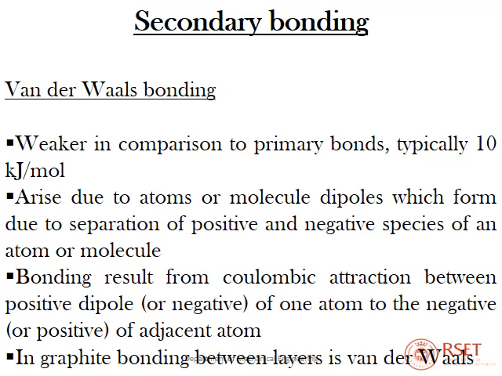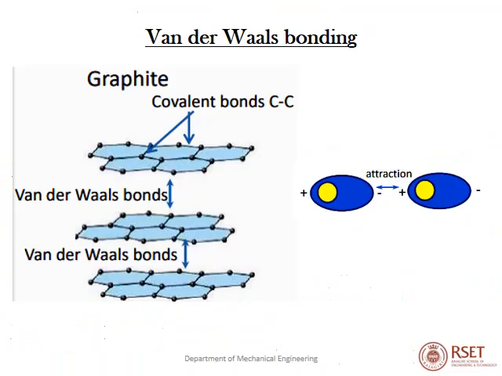Bonding results from Coulombic attraction between the positive and negative ends of dipoles of adjacent atoms. In graphite, we can see between the layers there is van der Waals force of attraction, which is much weaker compared to the primary interatomic bond. This is the figure showing the graphite structure. The carbon will have covalent bonds, but the separate layers are bonded with the help of van der Waals bonding. That is the reason why it's considered to be one of the softer materials. The positive and negative dipoles will be attracted together, and it's much weaker in terms of bond strength.